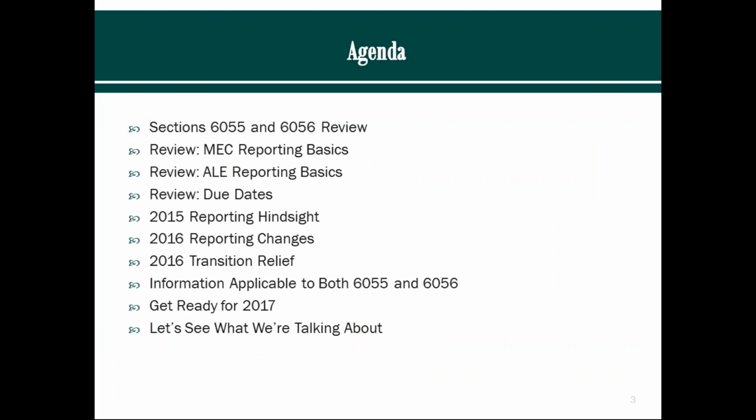As we begin to look at our agenda, we have information on, again, Section 6055 and 6056. That's actually the statute which addresses the 1095C and 1094C reporting. We're going to talk about some hindsight. So let's talk about some of the problems that the large employers had with the reporting that they had to file in 2016 based on 2015 information. Going to go over the 2016 reporting changes. Again, the IRS put out new instructions, new forms, and there have been some changes, so we just want to make you aware of them.